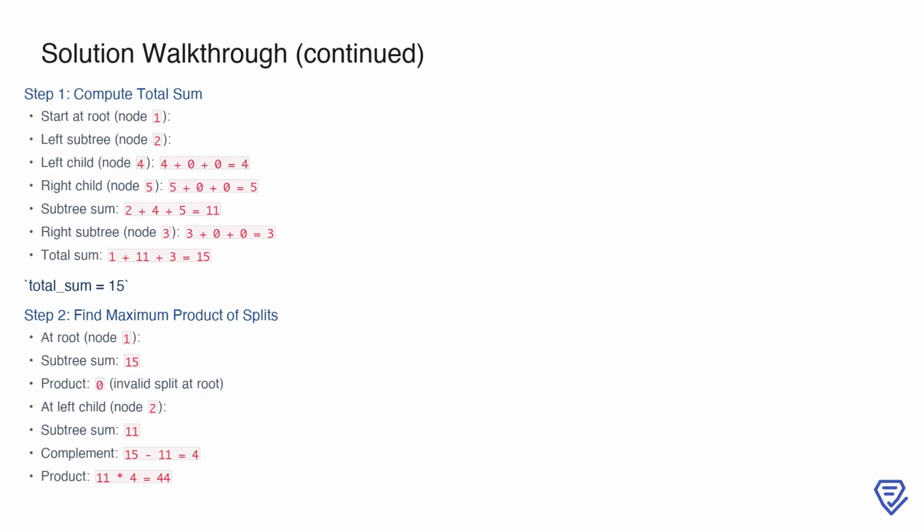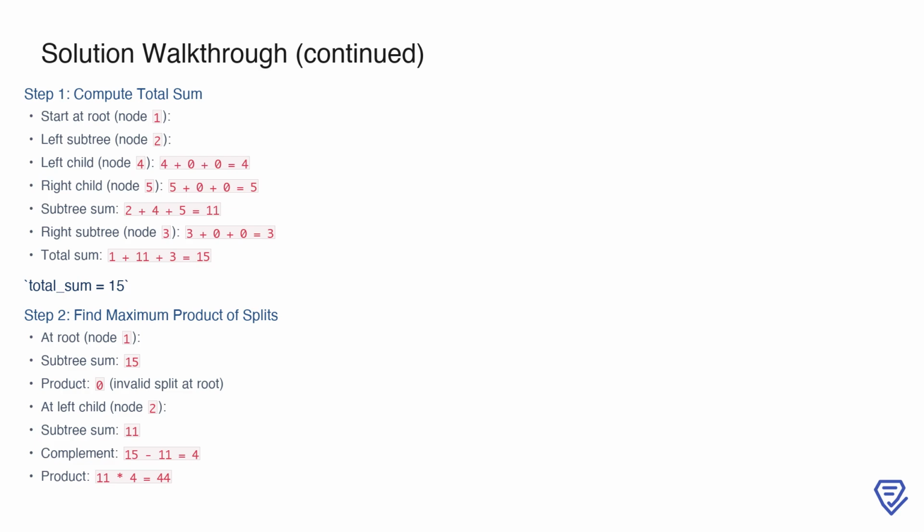Next, we analyze a larger binary tree with 5 nodes. The root node is 1, with left child 2 and right child 3. Node 2 further branches into 4 and 5 as its left and right children. To compute the total sum, we begin at the root. For the left subtree rooted at node 2, we calculate the sums of its children. Node 4 contributes 4, and node 5 contributes 5. Adding these values with node 2's value gives a subtree sum of 11. For the right subtree rooted at node 3, the sum is simply 3. Combining these with the root node's value gives a total sum of 15 for the entire tree.